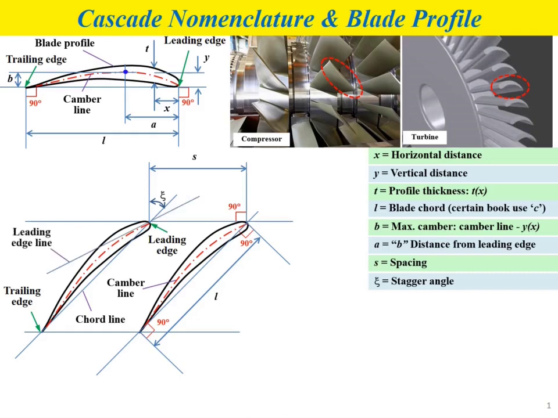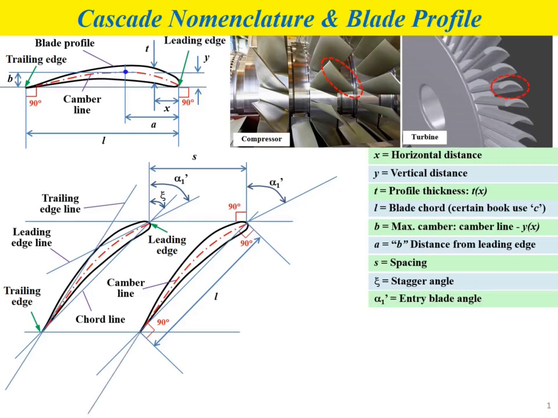If we draw a tangent line to the camber line at the leading edge point, we will get the leading edge line, and the angle between this line and the vertical line at the leading edge will give you the angle alpha 1 prime, which is equal to the blade angle. Then if we draw the tangent line to the camber line at the trailing edge point, we will get another line that we call the trailing edge line.